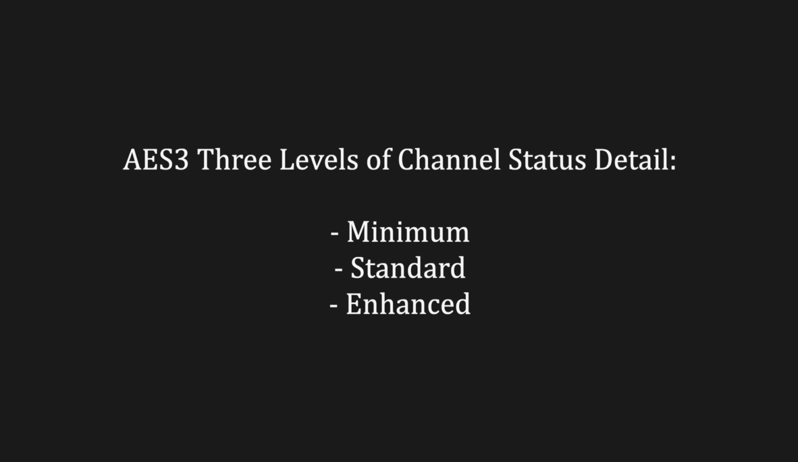The channel status bit in AES3 is used to send a block of data that is 192 bits long. This block is kept in sync by a special subframe preamble that appears once every 192 blocks. The AES3 standard defines 3 levels of channel status detail: minimum, standard, and enhanced. These levels determine how much information is sent and how the receiving devices interpret the data.